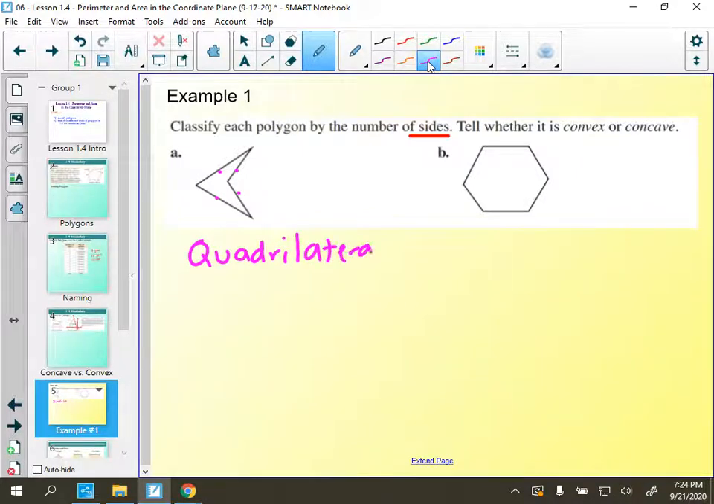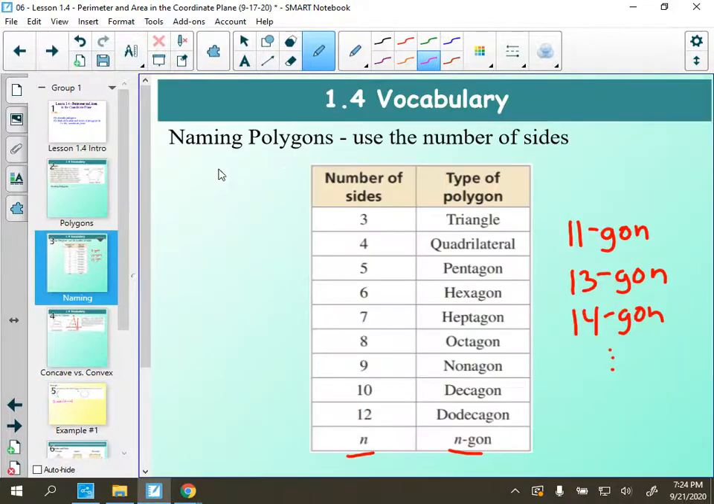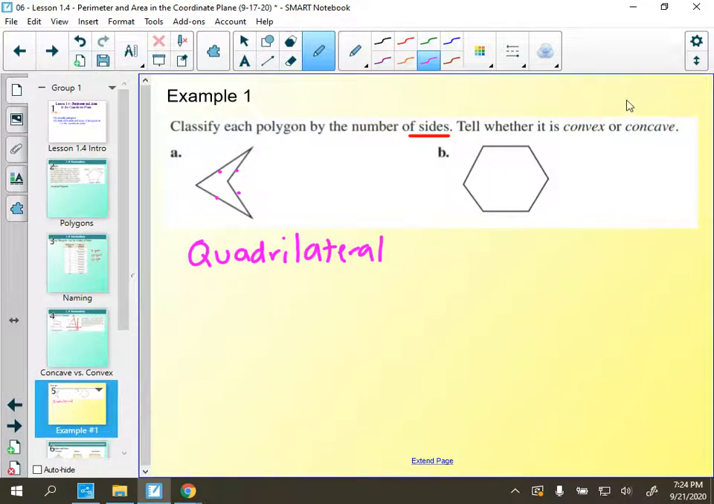Have you learned your classifications by side? Okay, have you learned these different names? We've got, let's see, let's just do this one right away. 1, 2, 3, 4, 5, 6. So this is a hexagon. Okay, 6 sides is hexagon.